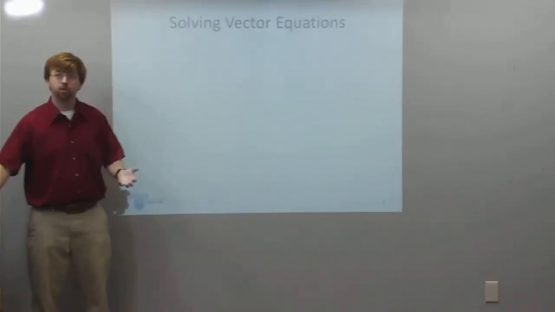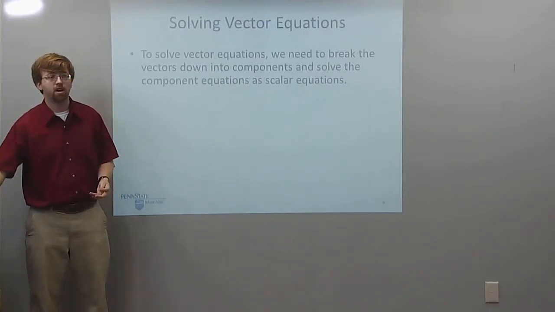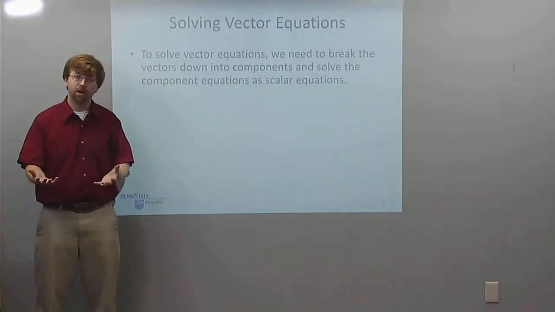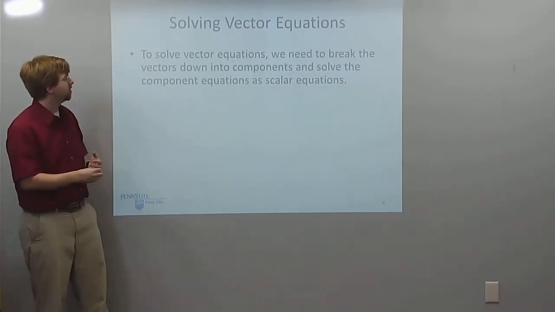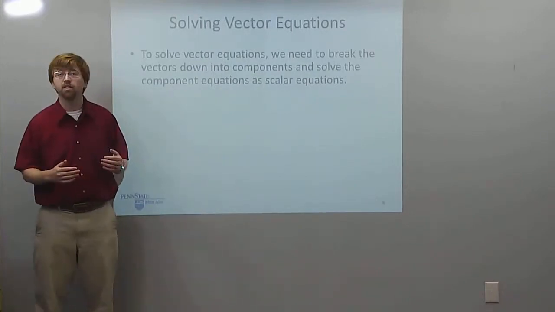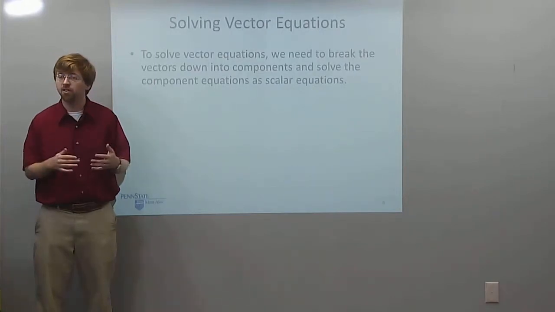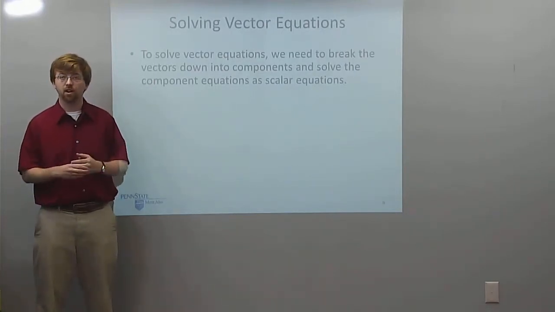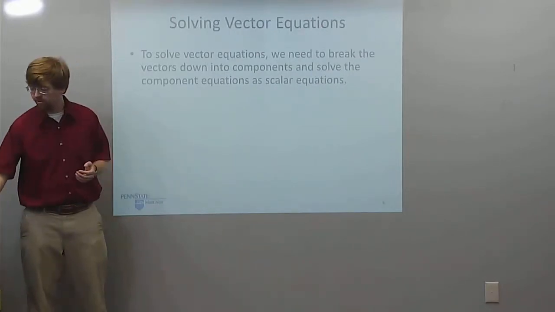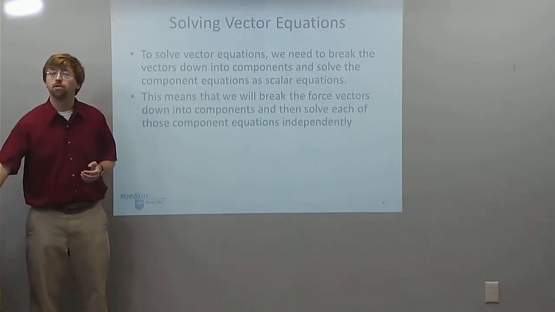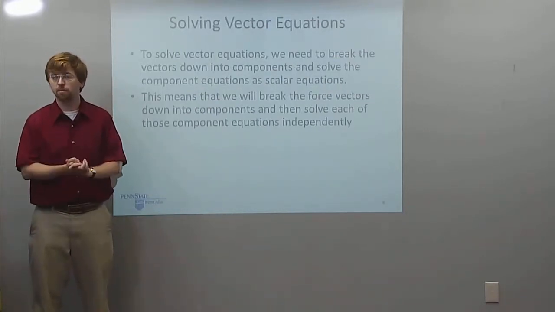And so solving vector equations, we're going to break everything down into components. And there is a geometric way of doing this, but we're going to kind of skip over that. We're going to go with the algebraic way. So we need to break the vectors down into components, and what that means is each of these vectors has a part of the vector that goes horizontally and a part of the vector that's going to go vertically. And we're going to separate those into the vertical and horizontal parts to solve this. So we're going to solve each of these component equations separately.